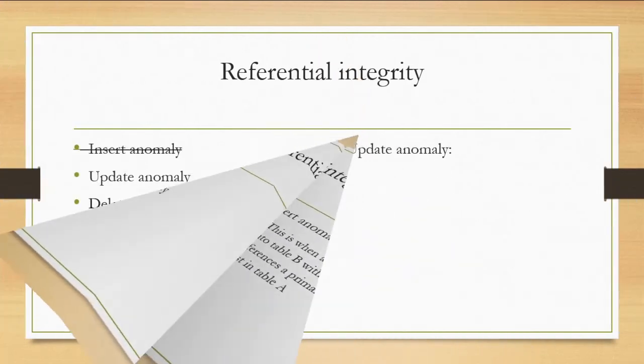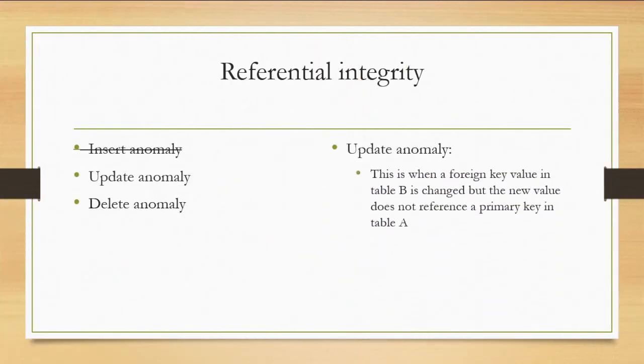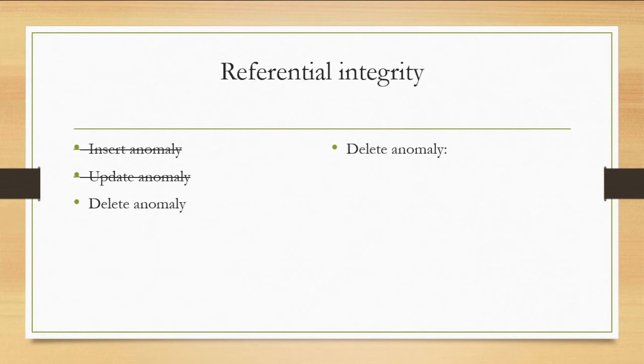Let's look at an update anomaly. This is when a foreign key value in table B is changed, but the new value does not reference a primary key in table A. Again, we've got a linkage already. Now we update the value in table B, the foreign key value. We change it so it references a new primary key that's in table A. But the key is not in table A, so it doesn't point to anything. Thus, an update anomaly.